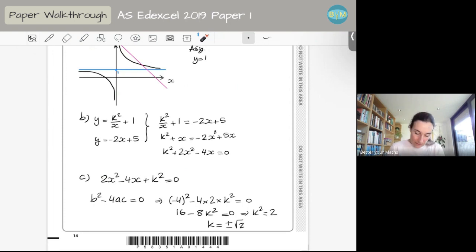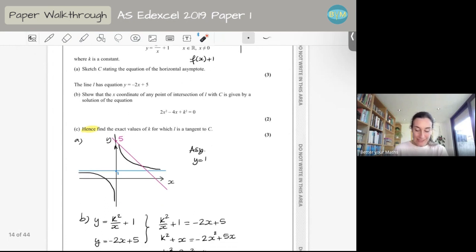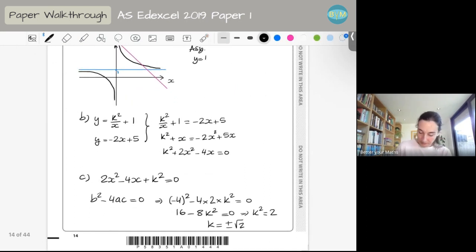I don't know if we have a limitation for k. It says k is a constant. They don't say, because sometimes they say it's a positive constant, or a negative constant. They don't say, and they say the values in plural, which means we are fine because we are given 2. And it says the exact values, which means we are not going to find the square root. We just leave it this way, plus and minus root 2.